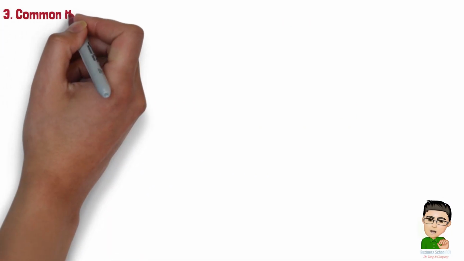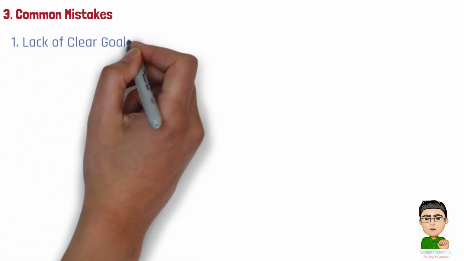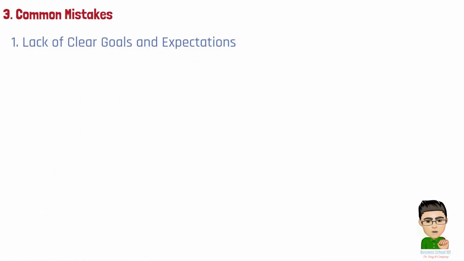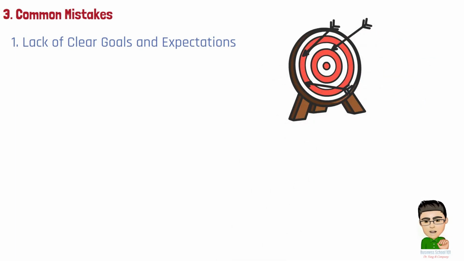Section 3. Common mistakes. Performance management can be a complex process, and several common mistakes can hinder its effectiveness. Those mistakes include: Number 1. Lack of clear goals and expectations. Failing to establish clear, specific, and measurable performance goals and expectations can lead to confusion and ambiguity. Employees need to know what is expected of them to perform at their best.